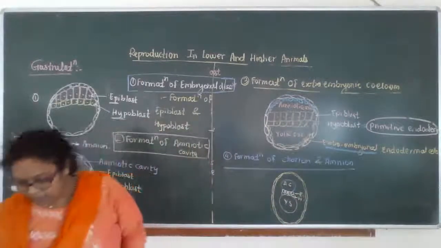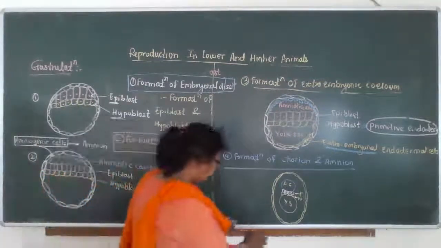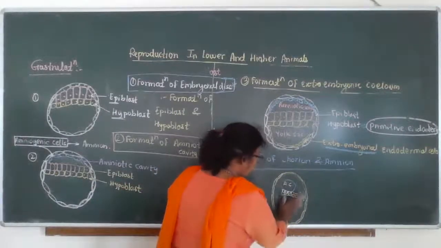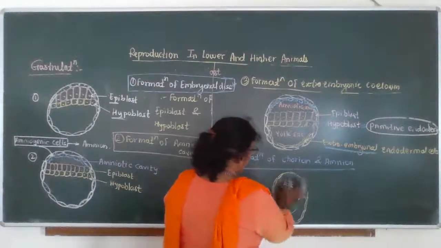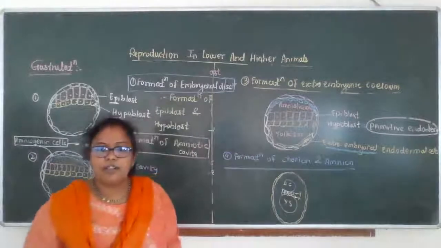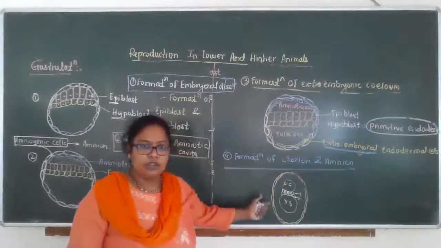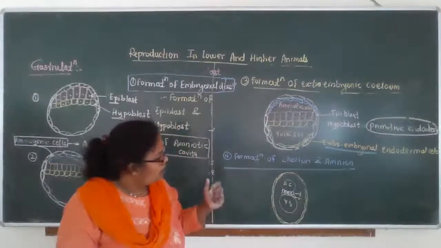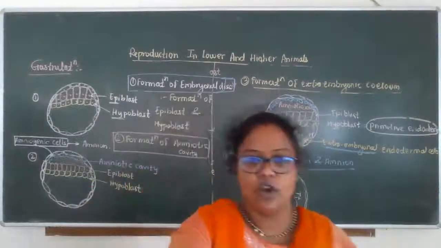And here one more layer gets synthesized: the extra-embryonic mesoderm gets synthesized from this side. This is also formed from the trophoblast cell. Extra-embryonic mesodermal cells get formed at this side. Further on, we will focus on the formation of amnion and chorion in our next video. Okay, we will stop here now.